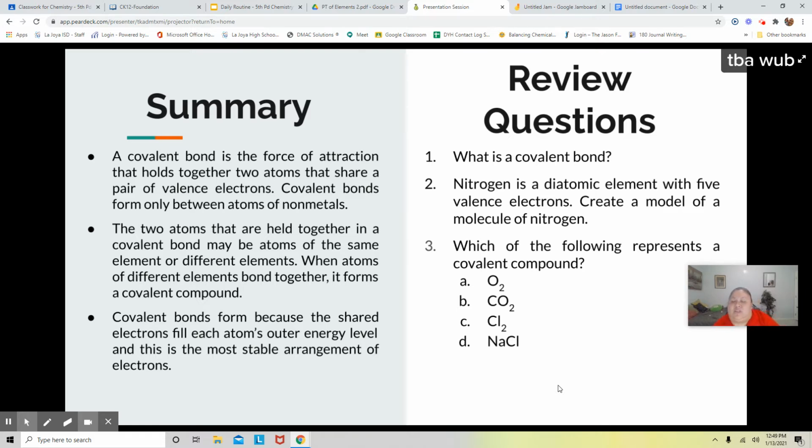Review questions. Number 1, what is a covalent bond? Number 2, nitrogen is a diatomic element with 5 valence electrons. Create a model of the molecule of nitrogen. And then number 3, which of the following represents a covalent compound? A, B, C, or D?